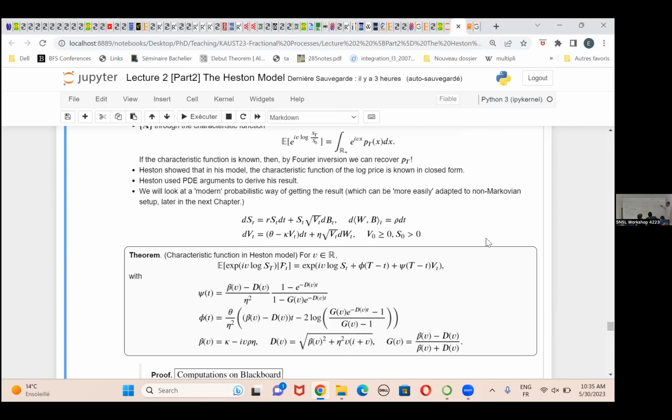This is the drift, should be equal to 0, and this should hold true for all small t, and for all capital T. You send small t to 0, and you see that actually you have an affine function. It's affine in V and log S. You have an affine function that needs to be 0 all the time. So this means that the coefficients need to be 0.